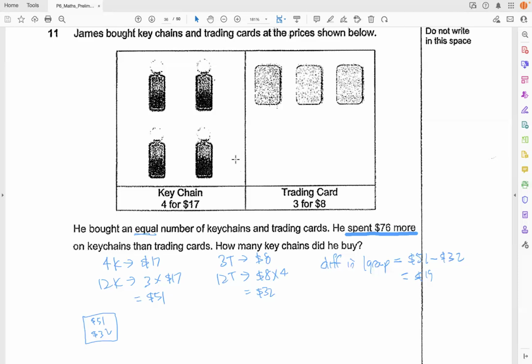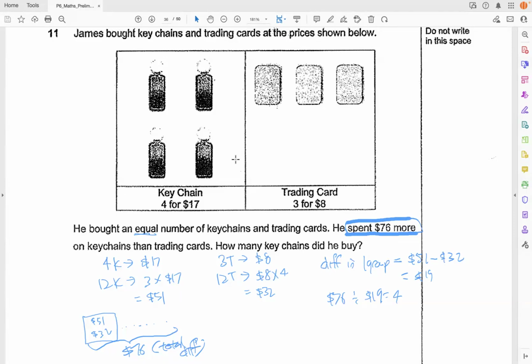The question provides that there's a total difference of $76. So every group, all the differences add up, must give you a total difference of $76. So obviously, James bought many groups like this, and the total difference adds up to $76. So if I use 76 divided by the difference in one group, I get 4. And 4 represents the number of groups James bought. Okay, number of groups like this.